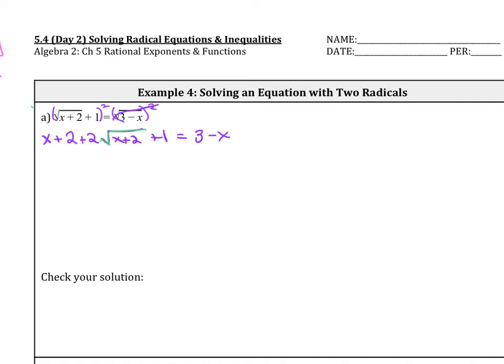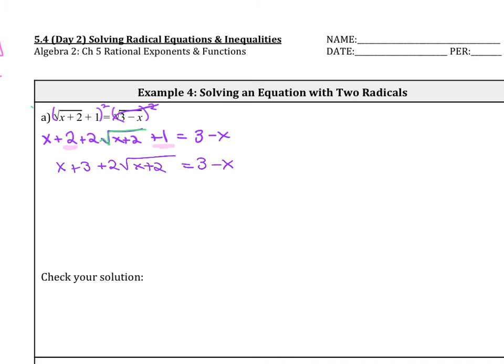So first, let me combine like terms here. It's up to you however you want to do it. But I see two constants right here, 2 plus 1. So let me simplify this. This is x, right? So dropping down the x, and 2 plus 1 is 3. And then we have this plus 2 square root of x plus 2 equals 3 minus x.